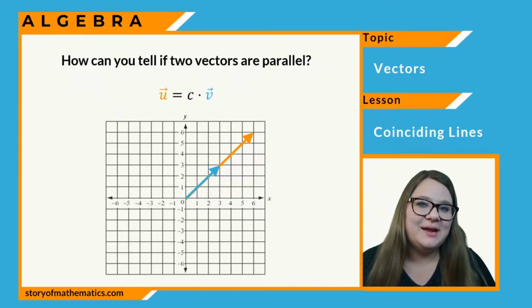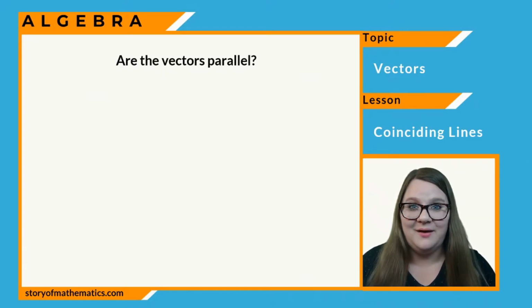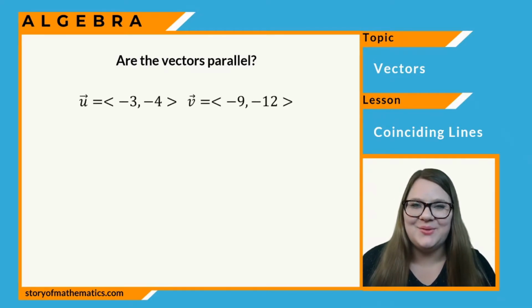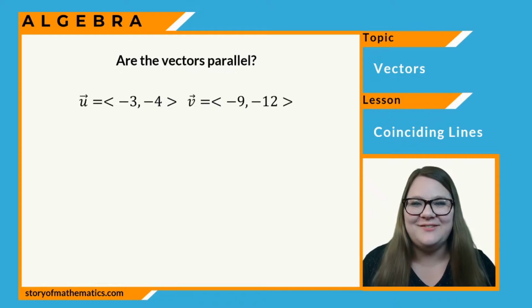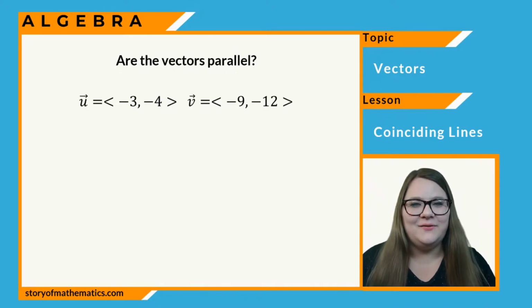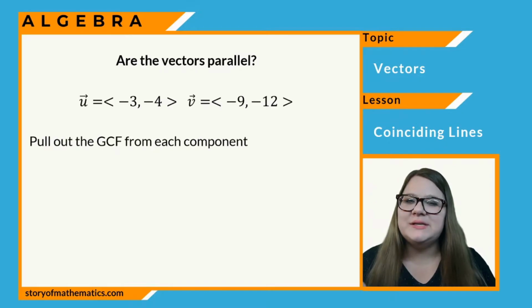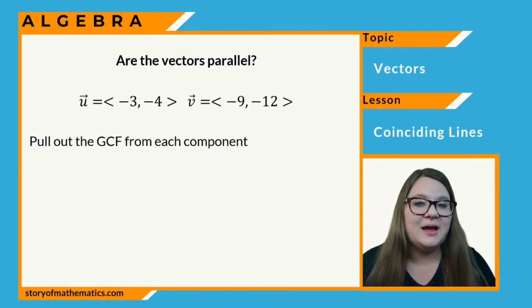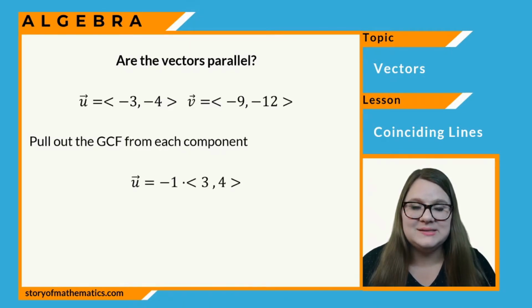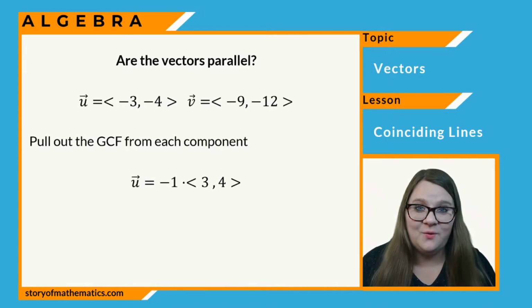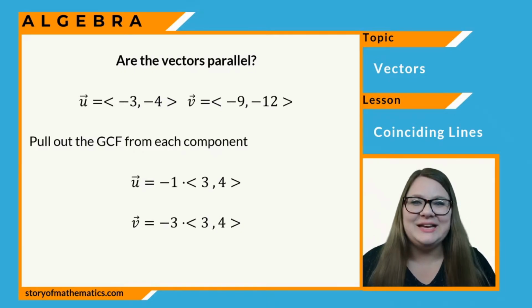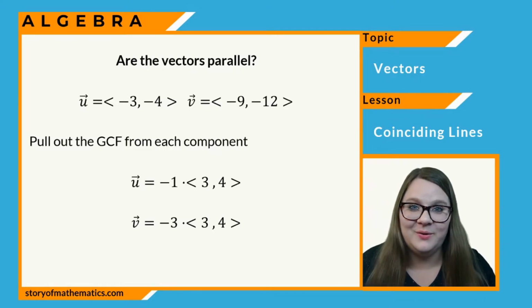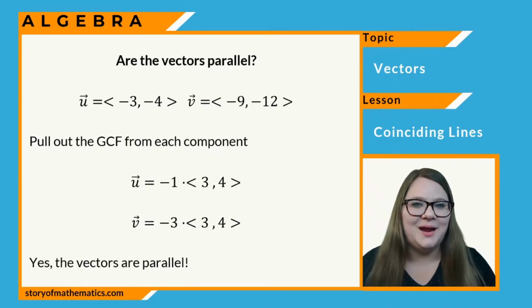Now, let's see if we can identify if two vectors are parallel. If I gave you u equals <-3, -4> and v equals <-9, -12>, how could I tell if they were parallel vectors? What I'm going to do is pull the GCF out of each component for each vector. With u, I can pull out a -1 from both components, and it becomes -1 times <3, 4>. With v, I can pull out a -3, and I get -3 times <3, 4>. Now we can see they're both scalar multiples of the vector <3, 4>, so they are indeed parallel.